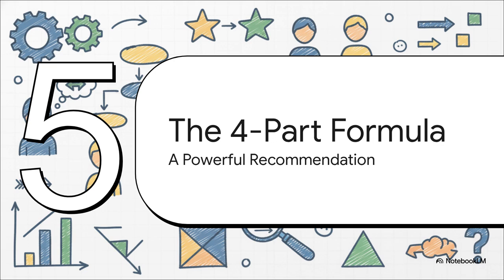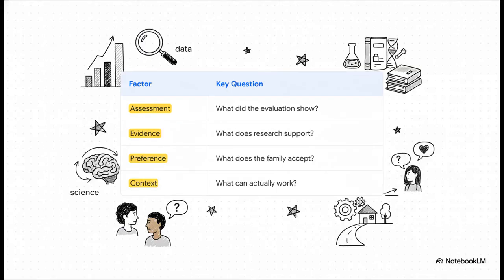All right, so we've walked through these 4 essential pillars. Now let's put it all together into a final, powerful formula for making a really great recommendation. This right here, this is basically your cheat sheet. It summarizes the entire framework. Before you recommend any intervention, just ask yourself these 4 questions. What does the data show? What does the research support? What do the people involved actually accept? And what can realistically work in their world?